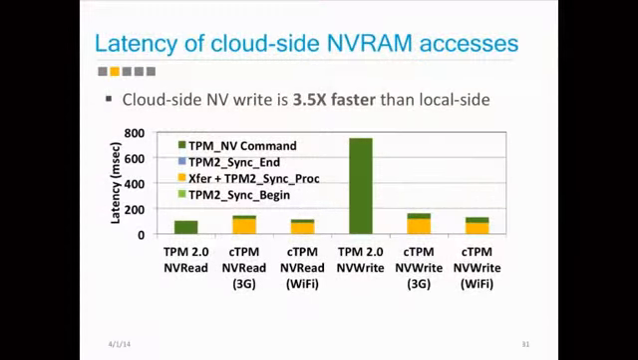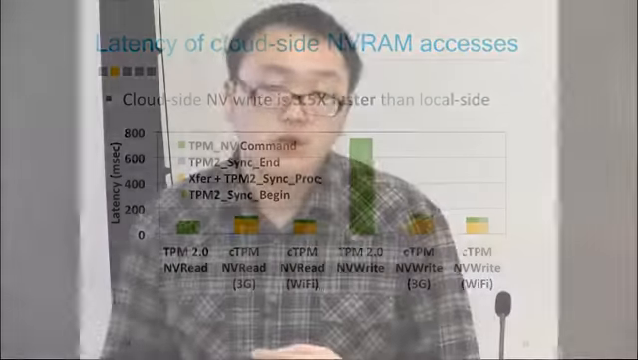To answer the third question, we use an experiment to compare the performance between remote NV access and local NV access. We measure the latency of accessing an NV index of 640 bytes. As remote NV access usually requires a three-phase synchronization protocol, we actually profile each step of the synchronization protocol.